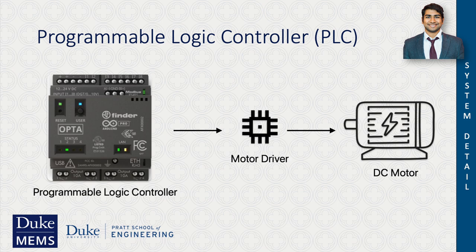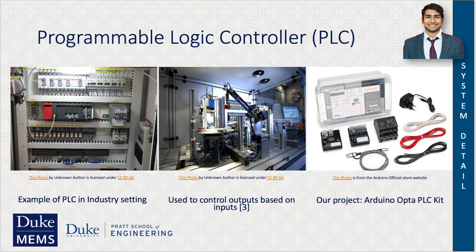As you can see here, the programmable logic controller in our system connects to the motor driver, so it can control a DC motor that is used to power and turn the belt. So this is an example of a PLC in an industry setting. Basically, whenever you're in any sort of industry, name it: oil, gas, aerospace, pharmaceuticals, automotive, it doesn't matter.